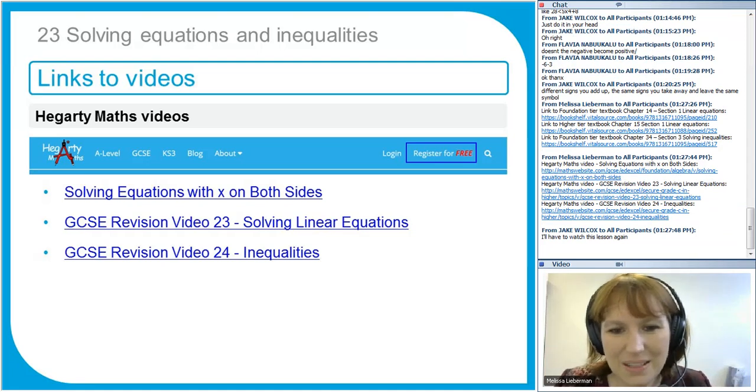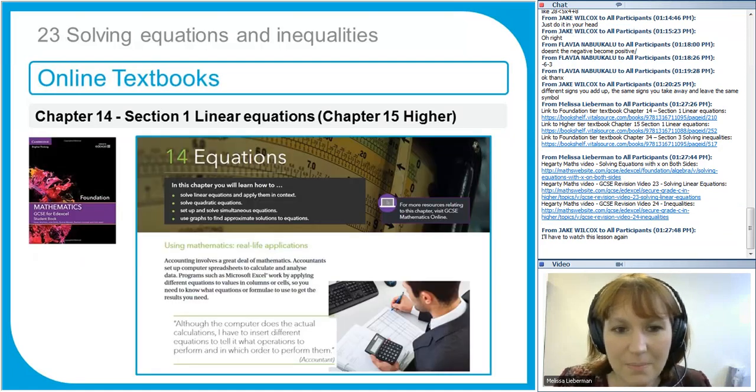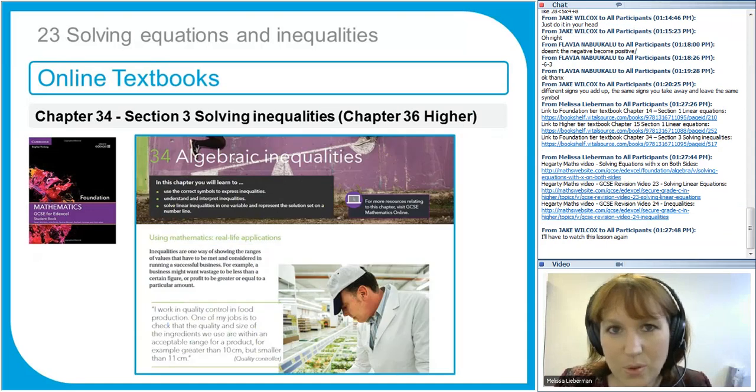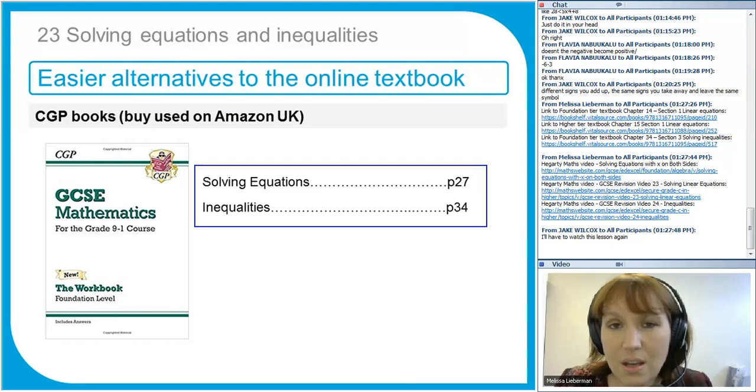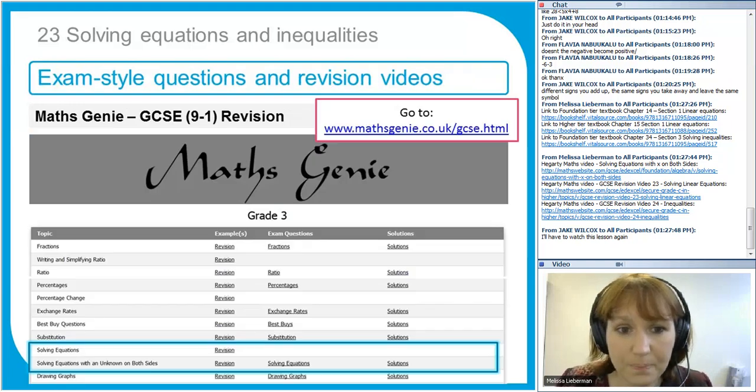There's some videos for inequalities, solving linear equations, and the revision videos will go through some examples of the types of questions that might come up in the exam, and then we've got solving equations with x on both sides. Do some practice questions from the book as much as you're able to. If you're having problems with any of the questions, just ask me or your tutor for help. If you've got the CGP book, the pages you want are page 27 for equations. Leave out simultaneous equations and quadratic equations, we'll do them later on, and inequalities, page 34.